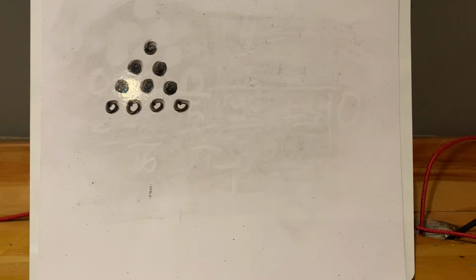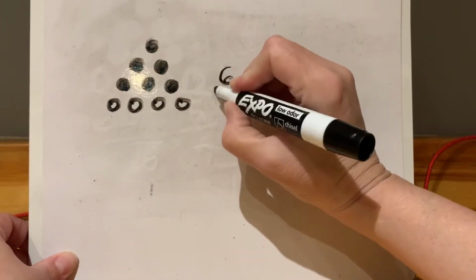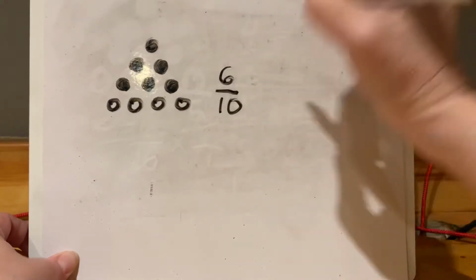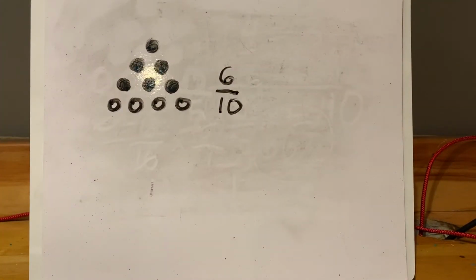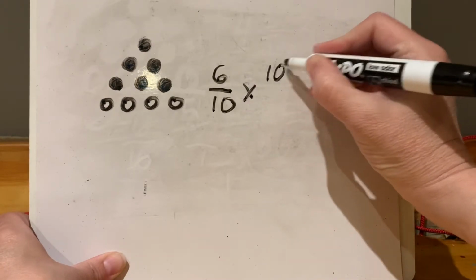Six of the 10 circles are shaded. 6 is what percent of 10? First, we find the fraction. We could do this two ways. We could reduce, which would equal 3/5, and then we convert the fraction to a percent by multiplying by 100. I'm going to do this without reducing. So we're going to multiply 6/10 by 100%.